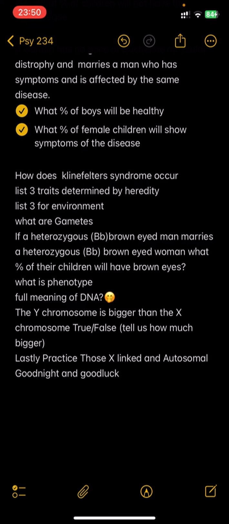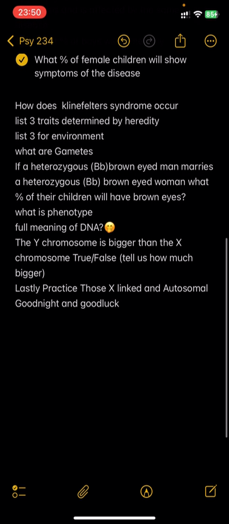That's very easy. What is phenotype? Phenotype is the outward appearance. Now, full meaning of DNA: deoxyribose nucleic acid. Nice. Now, the Y chromosome is bigger than the X chromosome. True or false? And tell us how much bigger. I'm not going to answer that one.